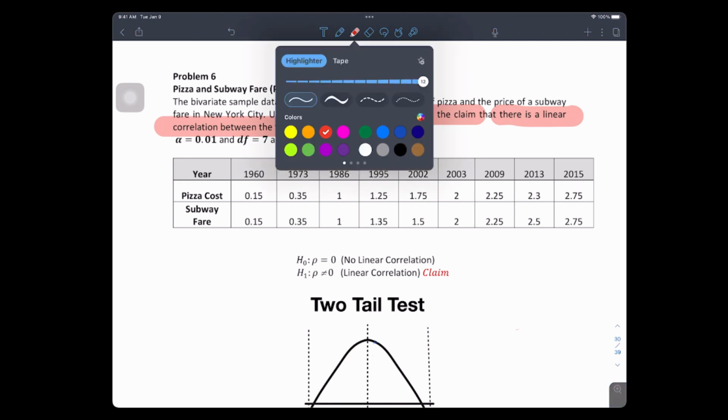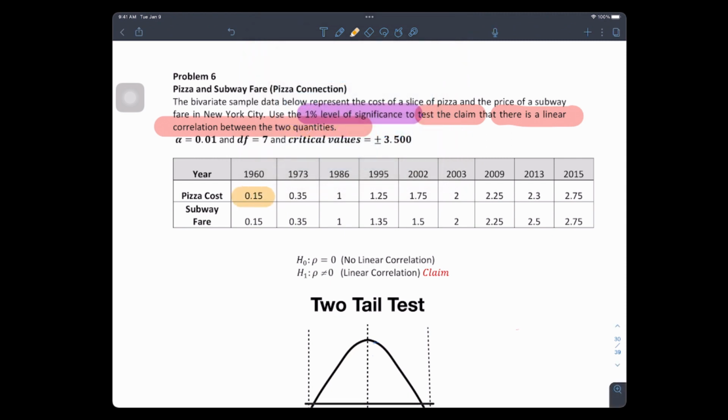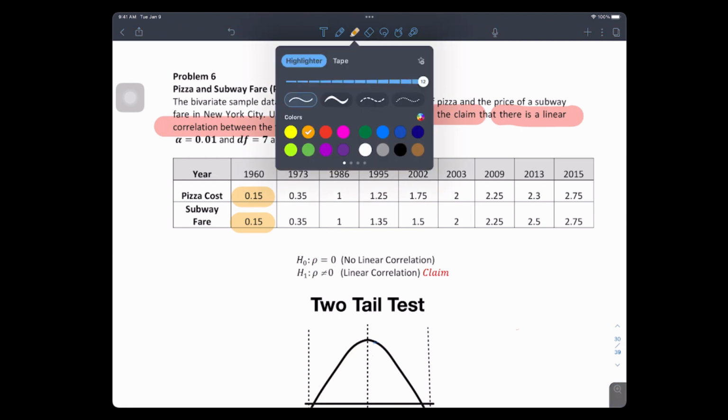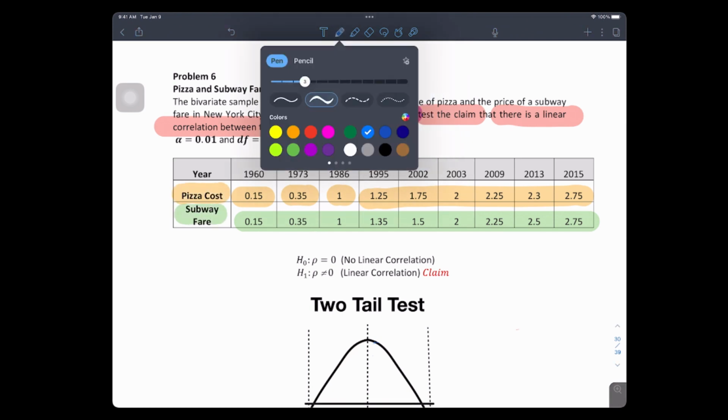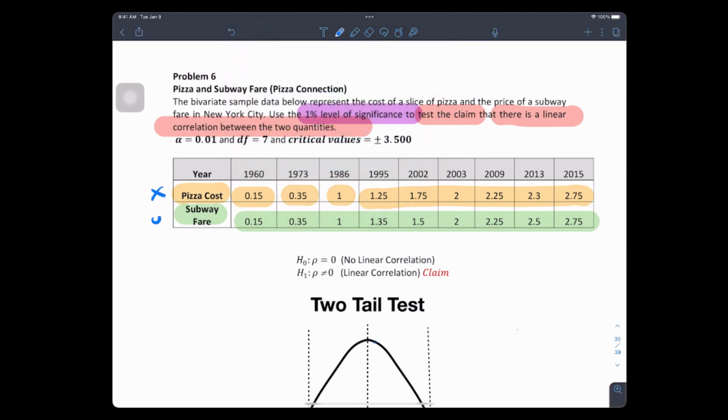Do you guys see? This is the sample of data. In 1960, pizza cost 15 cents. What's the Subway fare? 15 cents. Interesting. Sorry, I want to change that to green. In 1973, 35 cents. What's the Subway fare? 35 cents. 1986, pizza cost $1 for a slice in New York. You want to know how much Subway fare was? $1. So people have looked at whether there's a linear correlation between the cost of a slice of pizza and that of Subway fare. There's going to be what variable here? This is X, and this is Y.